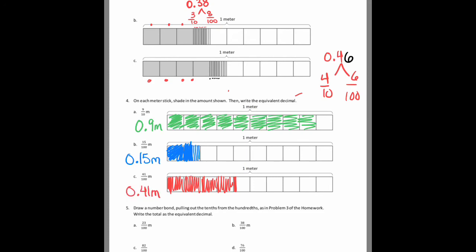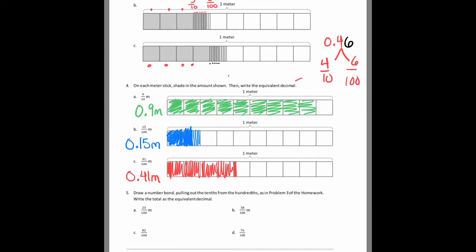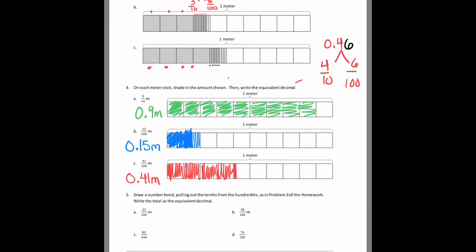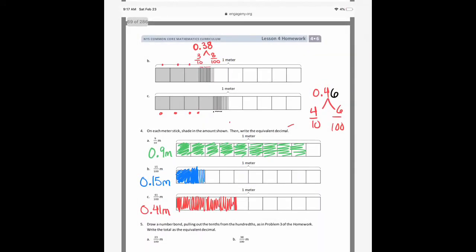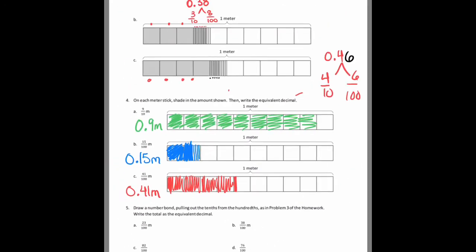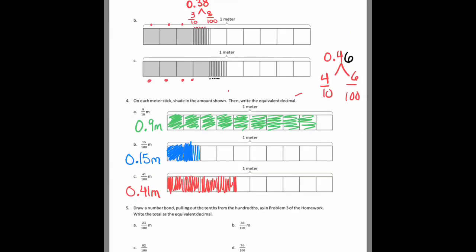Okay, on the last problem, and again, it's not letting me zoom in for some reason, we are going to use a number bond to break these up into tenths and hundredths, and then write it as a decimal. The first one says 23 hundredths, so I'm going to split that up into 2 tenths and 3 hundredths. And if I wrote that as a decimal, it would be 0.23 meters.